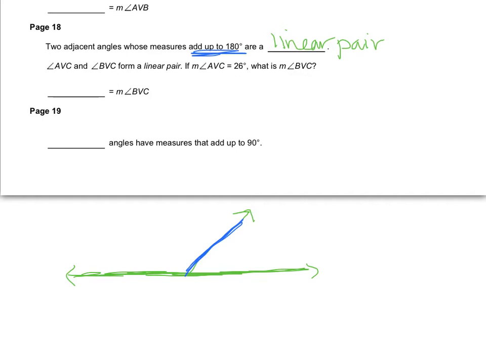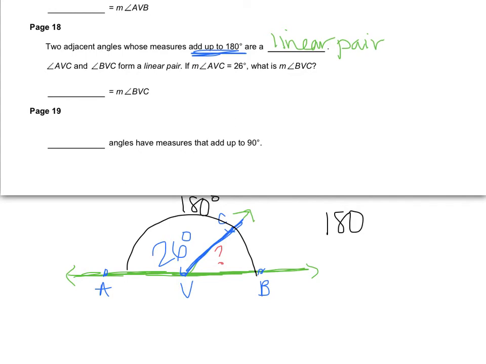So we have AVC and BVC form a linear pair. If AVC equals 26, what is the measure of BVC? So I'm looking for this part here. Well, I know that altogether it should be 180 degrees. So to find that missing part, I can do 180 minus 26, and that's going to give me 154. So BVC would have to be 154 degrees.